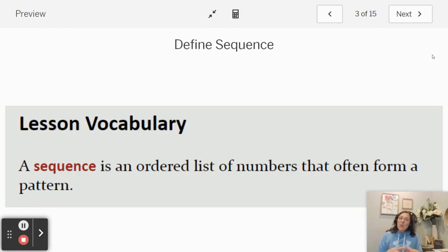In this video, we're going to be looking at sequences. Now, you may be asking yourself, what is a sequence? Well, a sequence is just an ordered list of numbers that many times shows a pattern. For our purposes in this lesson, our sequences are going to show a pattern, and we're going to be looking for one of two different types of sequences. So let's take a look.